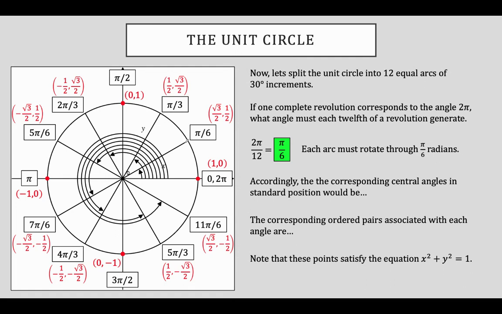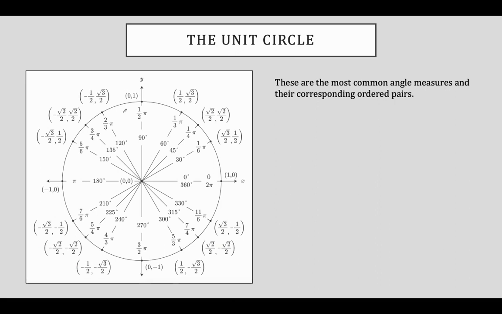And as we said, they have to satisfy the equation x squared plus y squared is equal to 1. Because again, that's our equation of our unit circle, and every single point on this circle has to satisfy that equation. All right, so there you have our unit circle, and here is a completely drawn out unit circle with the most common angles that you will see in trigonometry. Make sure that you are familiarizing yourself with all of these special angles that you see here on the unit circle, as well as their corresponding ordered pairs.